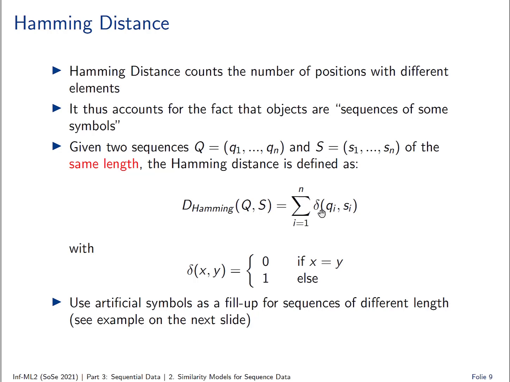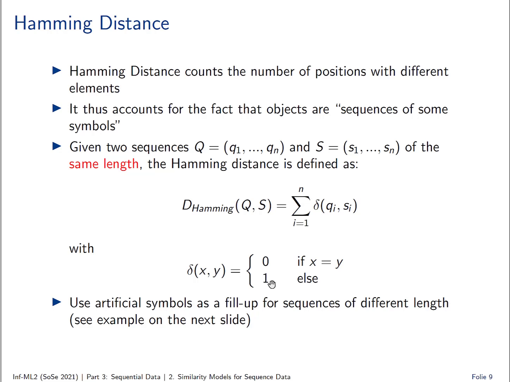And these delta values can be computed very easily. If the values at the particular position are equal, similar, identical, then the distance is 0. Otherwise it's 1. So that is especially easy for categorical sequences, of course.